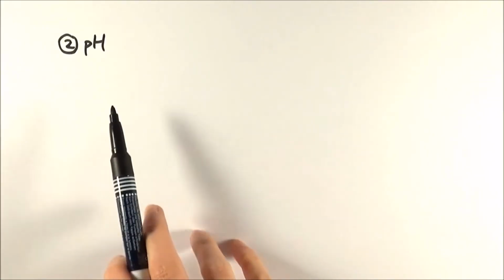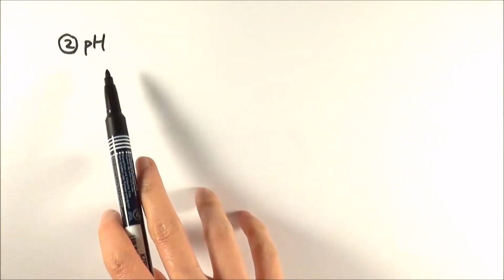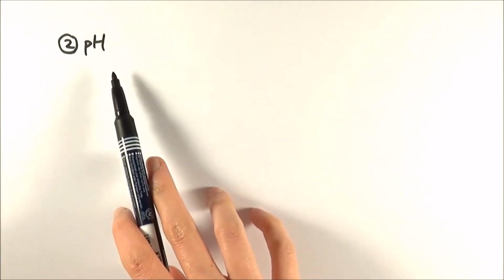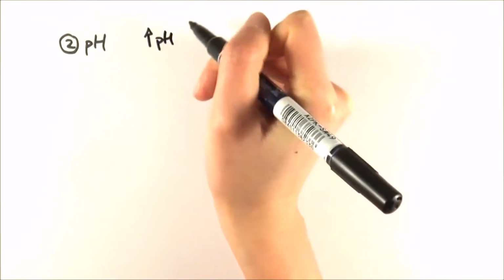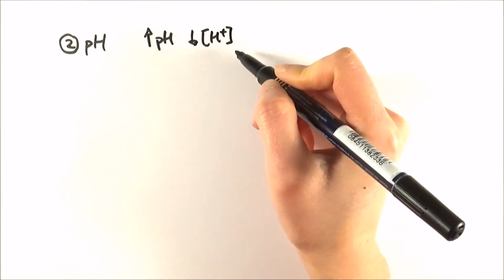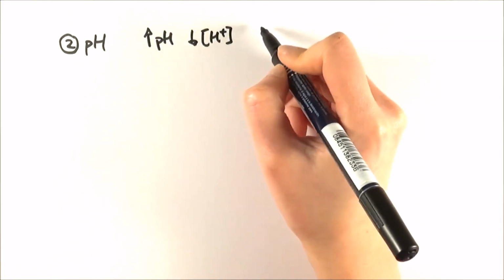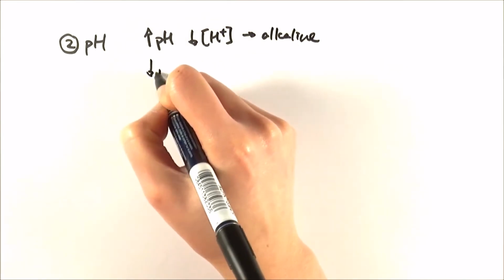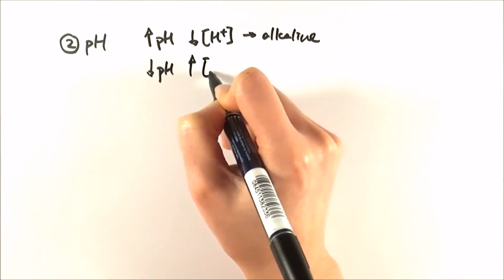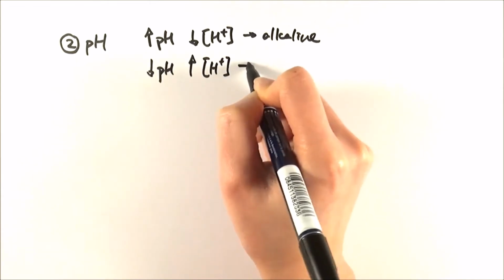Now the second factor you need to know is pH. What pH stands for is the partial concentration of hydrogen ions in a particular solution. So we say the higher the pH, it means there's a low proton or hydrogen ion concentration. It means that it's alkaline, and vice versa. If we have a low pH, it means that we have a high proton concentration, and therefore it's acidic.